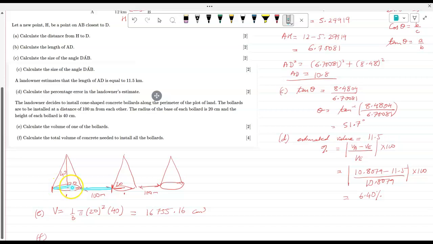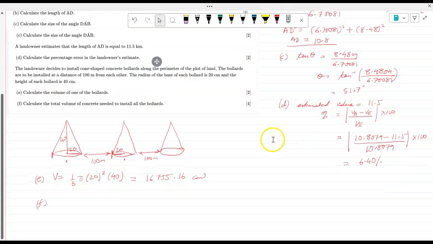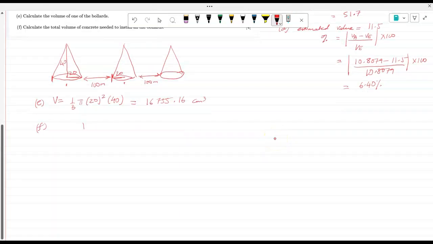And how much is this from here to here? 20. 40, no? Radius is 20, but you have to take from here to here. Okay, so 140. So 140, correct? Because this is 20, 20 and 100. So one bollard, from start to the start of the next bollard, is 140 meters.